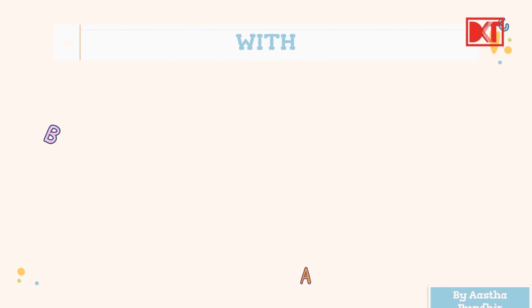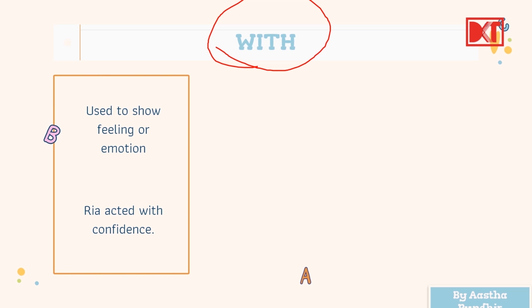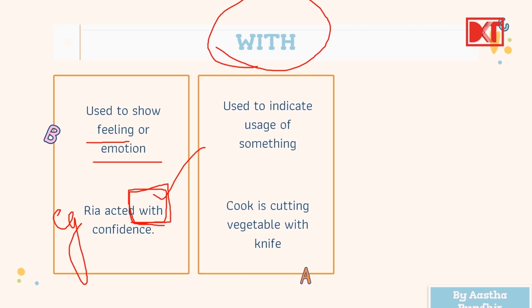Next up is "with". Let's see where "with" is used. "With" is used to show a feeling or an emotion. Example here is Riya acted with confidence. So how did Riya act? She acted with confidence, feeling or emotion. Then indicating usage of something. How? Cook is cutting vegetables with a knife. So the knife is being used to cut the vegetables by the cook.